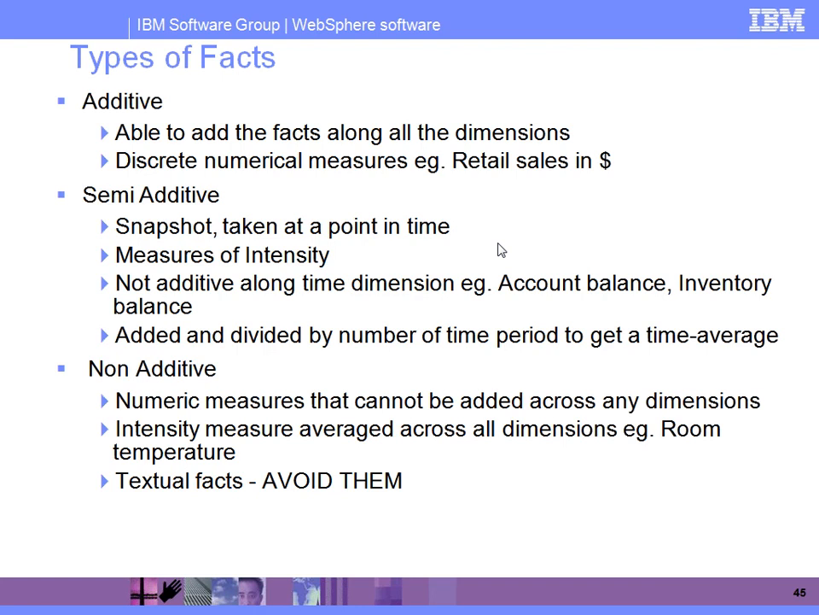But facts are of three types. What are those three types? One is called additive fact. The second is called semi-additive fact. The third is called non-additive fact. When can we call a fact an additive fact? At what situation is a fact an additive fact? What is the meaning of an additive fact first?